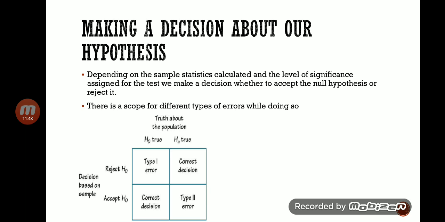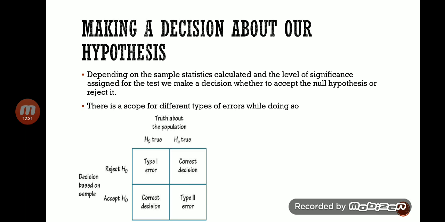So the decision for the hypothesis is calculated using the sample statistic. So if the probability we are getting from the z-test or t-test is greater than the level of significance we have defined, then we will accept our null hypothesis, and otherwise we will reject our null hypothesis and accept the alternative hypothesis.